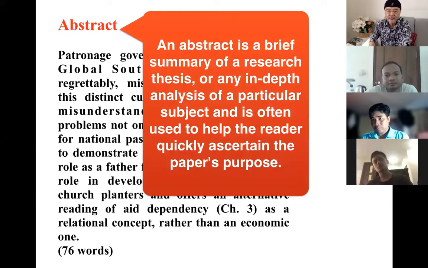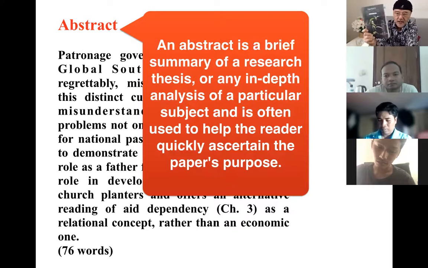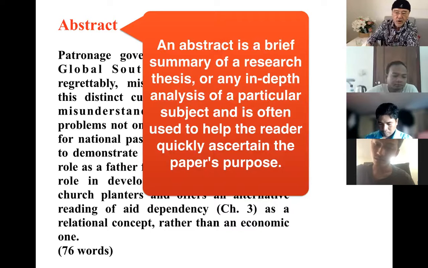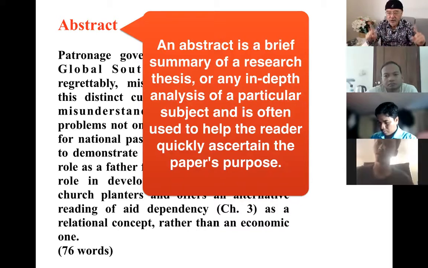So this is an abstract, a brief summary. What is an abstract? It is a brief summary of a research thesis or any in-depth analysis of a particular subject. It is often used to help the reader quickly ascertain the paper's purpose. So an abstract is, if you get this book like that, and when you write an abstract on the back, just by reading this, you know what the whole book is about. So you must write an abstract for your master thesis as well. When you're writing your master thesis abstract, less than 250 words, you have to explain what your thesis is about. So it'll be very important.